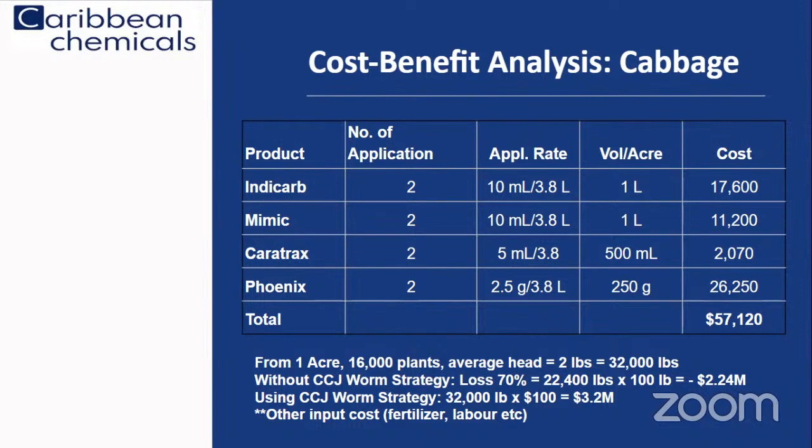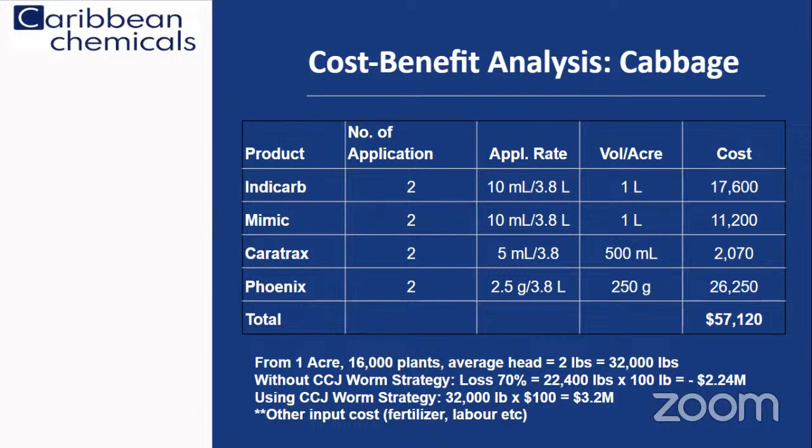And when you use the program, you will get 32,000 pounds times 100, which is equivalent to $3.2 million in profit. And this loss of $2.24 million, you know, it doesn't take into consideration the fertilizer cost and the labor cost, etc. So please bear in mind, all these other costs will add up to even more loss in profit.